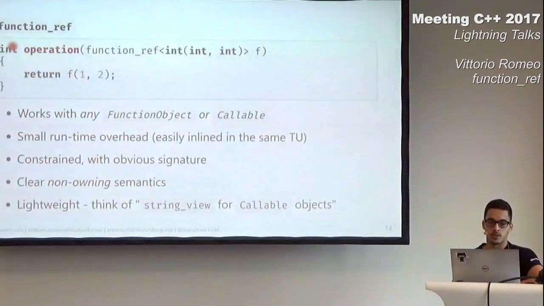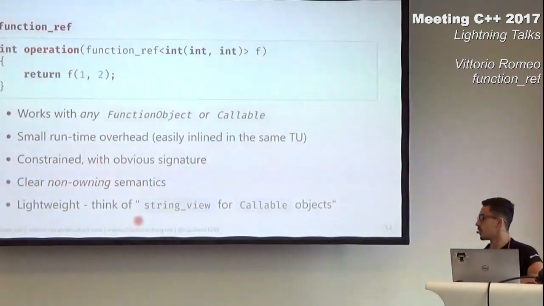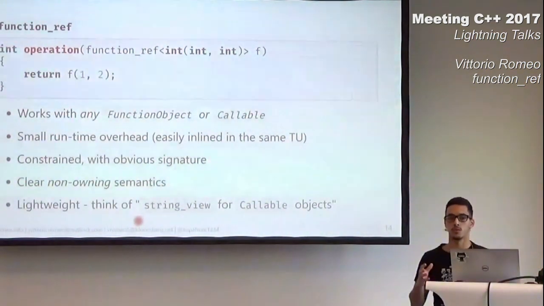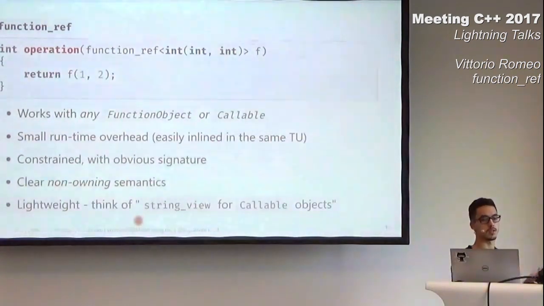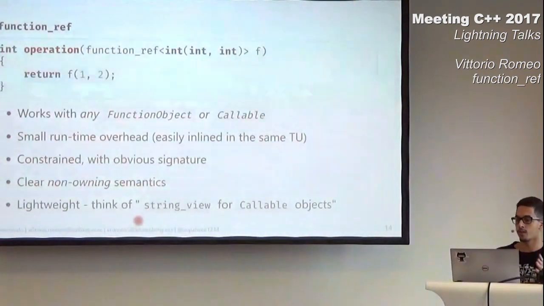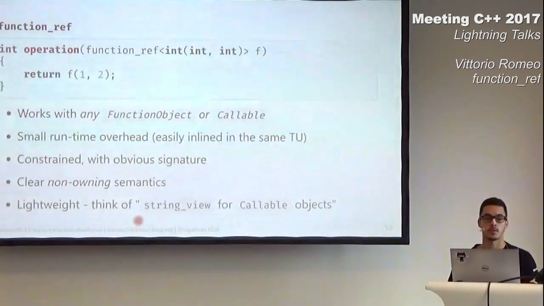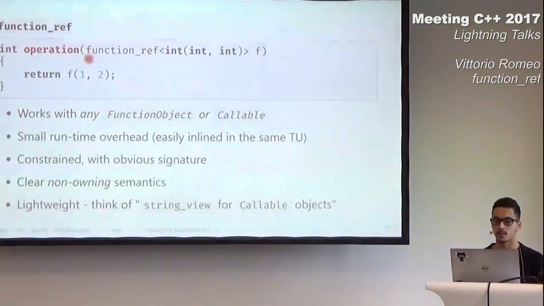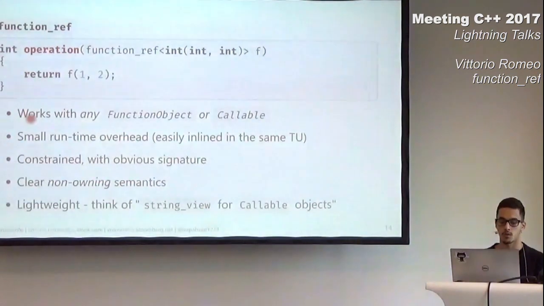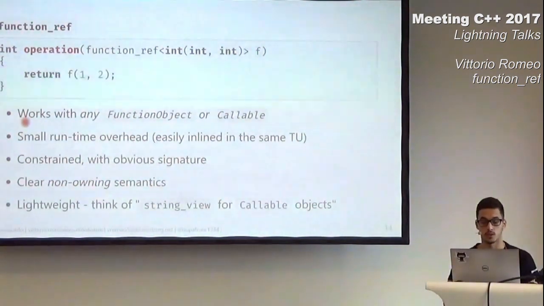And then we have function_ref, which is what I proposed and was discussed in Albuquerque. And it's basically string_view for callable objects. So string_view is a non-owning reference to something that's a string, right? It can be a std::string, a C string, or whatever. function_ref is a non-owning, lightweight reference to any callable object that matches a particular signature. So in this case, this operation accepts any function object or callable that takes two ints and returns an int. And this works, as I said, with any function object or callable.